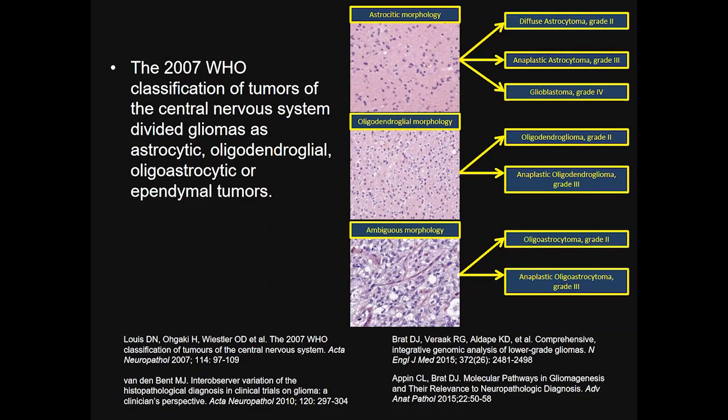So if you look back, the older WHO 2007 classification of CNS tumors divided the gliomas into astrocytic morphology, and these were labeled as either grade 2, grade 3, or grade 4, or oligodendrogliomas, which were graded as grade 2 or 3. And then there was a category which was ambiguous morphology, which the neuropathologist will call oligoastrocytoma, whether in grade 2 or 3.